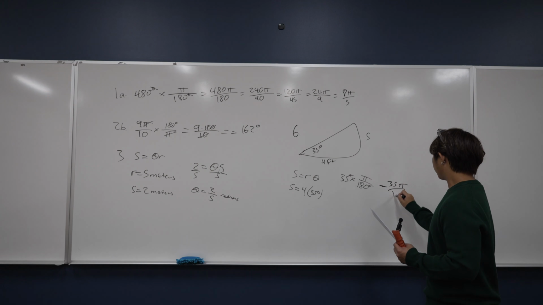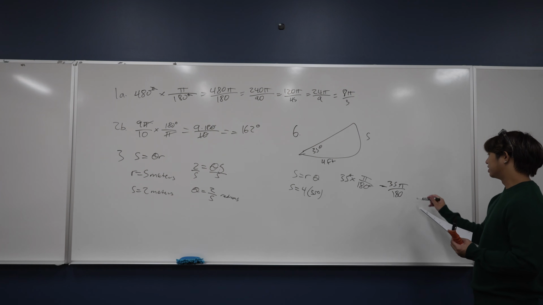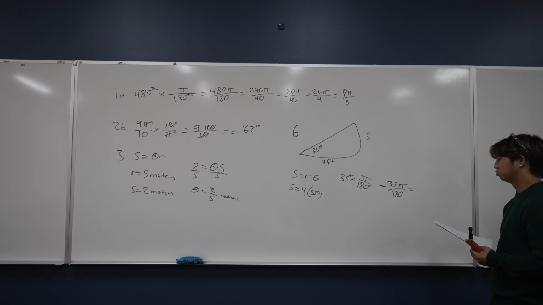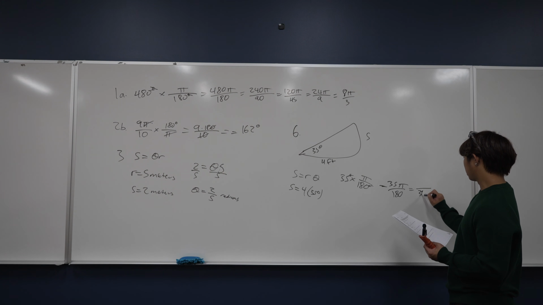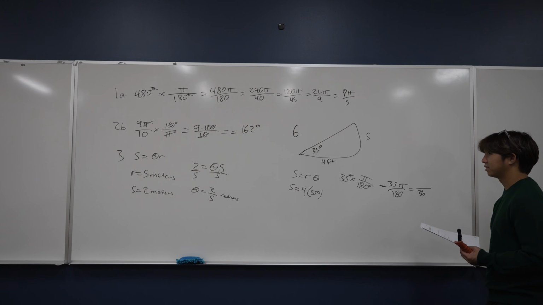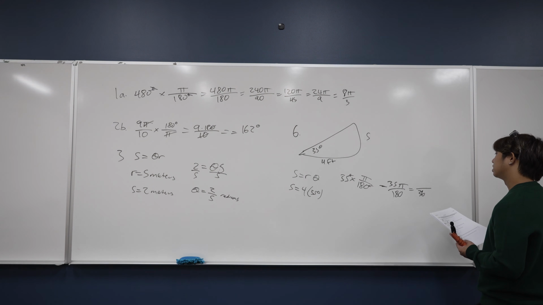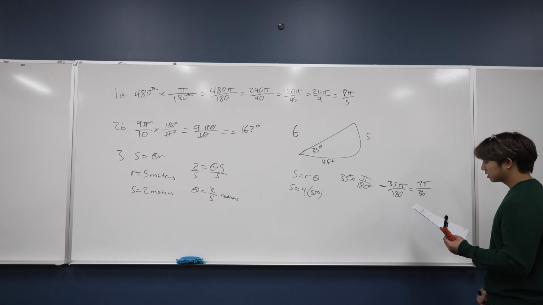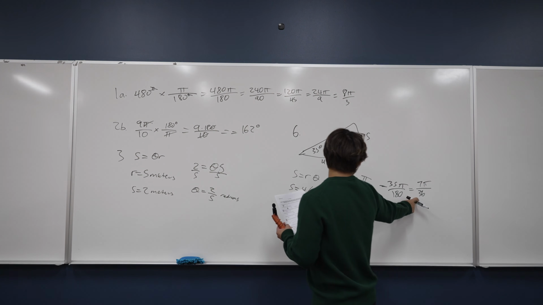35 pi over 180. Okay, so let's start dividing this. If I divide by 5, what do I get? I think I get 36 on the bottom divided by 5. 36 times 5 is 180. Yep, that sounds right. 35 divided by 5 is 7, so 7 pi over 36, something like that. Well, I'm not even done yet. So I take that and multiply this.